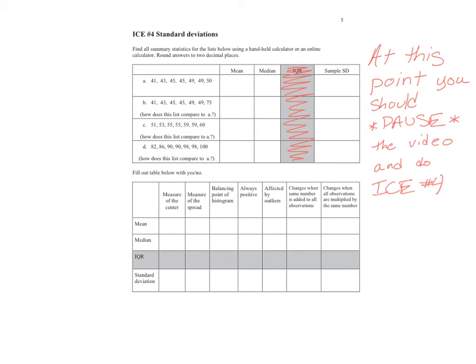And then in the second row here, there's another list of numbers, and pay attention to this question. How does this list compare to the list in part A? And then again, when you get to C, how does this list compare to the list in part A? And likewise for part D, because you'll need that information to fill out the chart on the bottom, which I think you'll see when you get to that part.